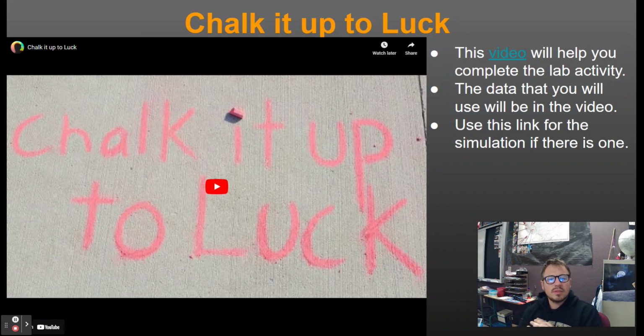So we know that calcium carbonate is what we're using. We had these chalk, and we went outside and we were drawing. If we know the molar mass of calcium carbonate, we measure the mass of the chalk before we go outside. We go outside, we write on the sidewalk, we come back in, and find the mass of the chalk after we write. We'll be able to count how many molecules of calcium carbonate were left outside on the sidewalk. So that was chalk it up to luck.